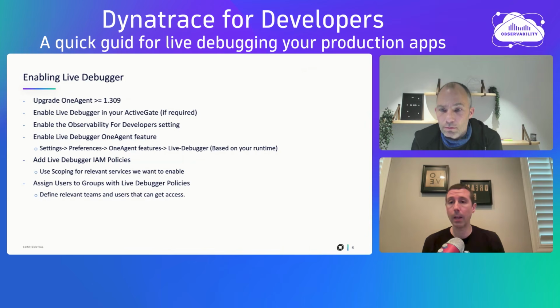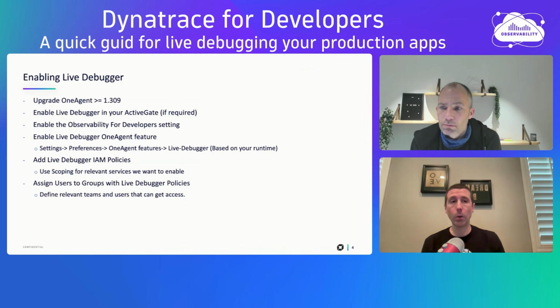Then once you have those things there, you can go into the observability for developers setting within the Dynatrace settings, and you'll be able to toggle on this observability for developers setting, as well as a OneAgent feature, which is under settings, preferences, OneAgent features. You'll search for Live Debugger and toggle it on based on the runtime that you're using, either JVM or Node.js.